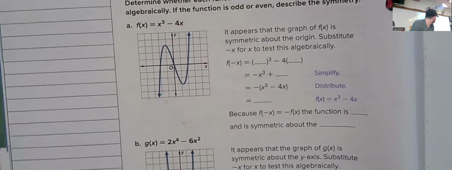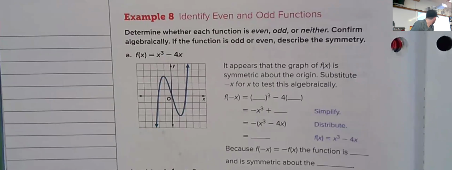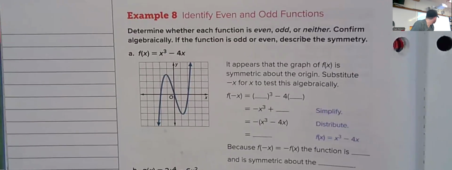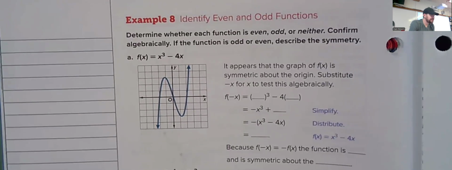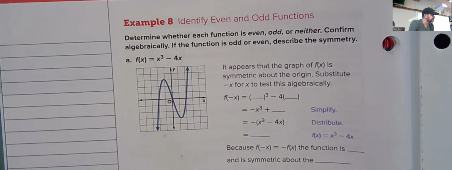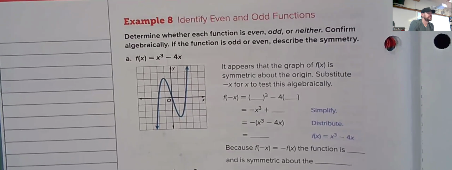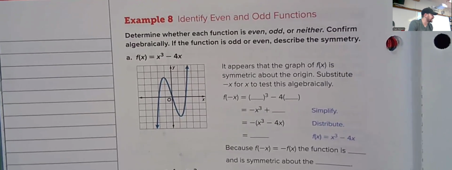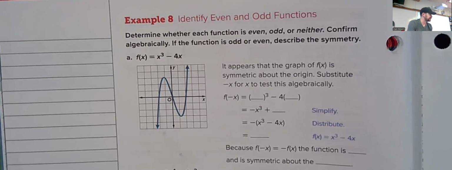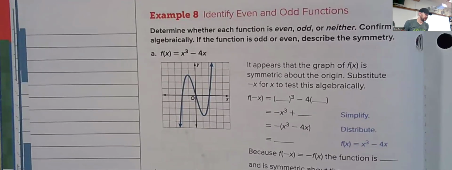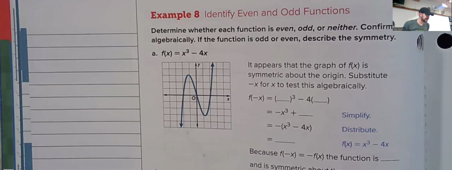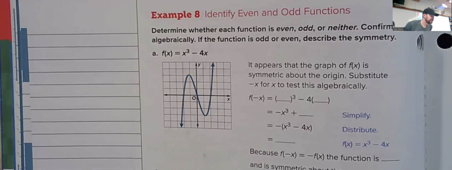Identifying even and odd functions. Okay, so determine whether each function is even, odd, or neither. Confirm algebraically. If the function is even or odd, describe the symmetry. First of all, if it's even, it's going to have line symmetry. If it's odd, it's going to have point symmetry, like we were told on the last page. So hopefully that will be an easy answer at the end if we determine one or the other.